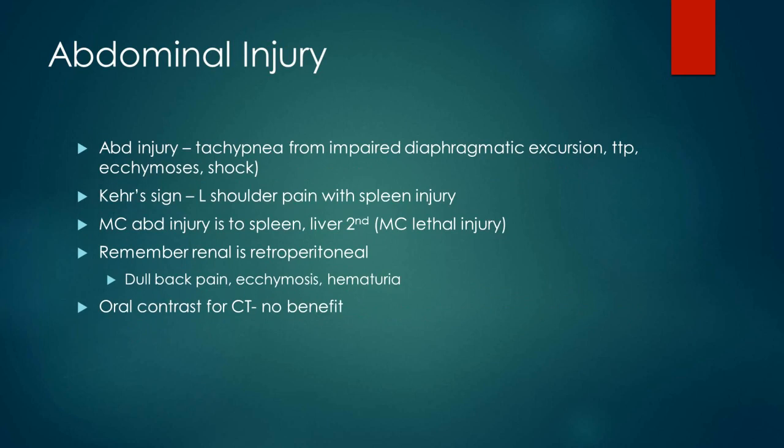Patients may present with tachypnea from impaired diaphragmatic excursion, tenderness to palpation, ecchymosis, and sometimes in a shock-like state. There is this Kehr sign. It's left shoulder pain secondary to a splenic injury in pediatrics. Most common abdominal injury in pediatrics is to the spleen. The second most common is liver, but the liver injury is the most common lethal abdominal injury.